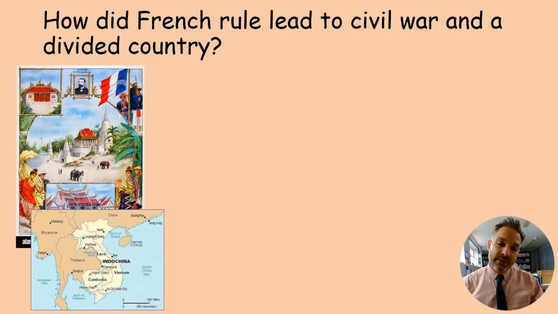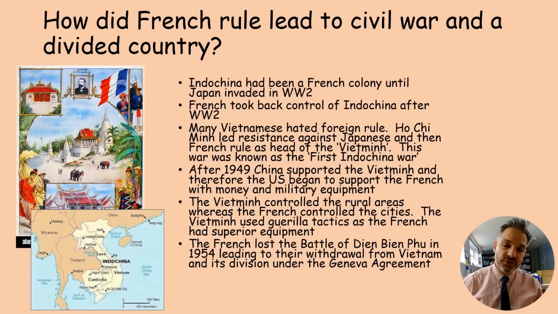Right, so now we've talked about some of those key turning points which you might need to describe. And again, I haven't given a lot of detail, but those are things you can go and find out more about. How did French rule lead to civil war and therefore a divided country? Well, what have we got there?